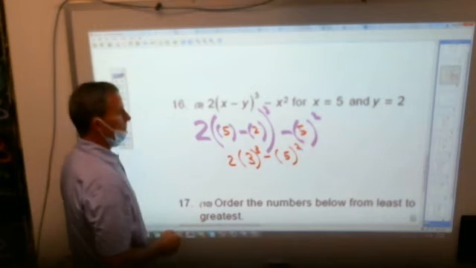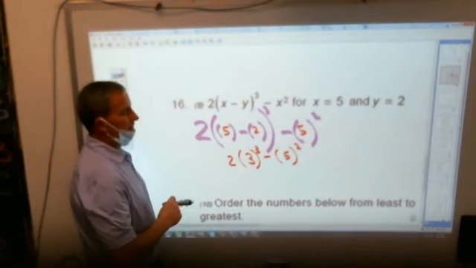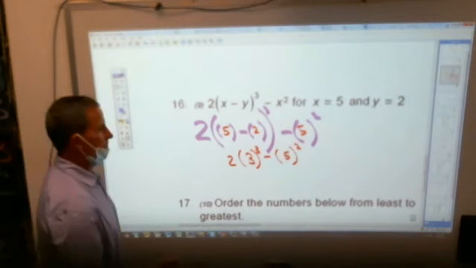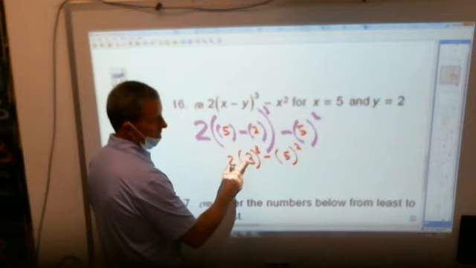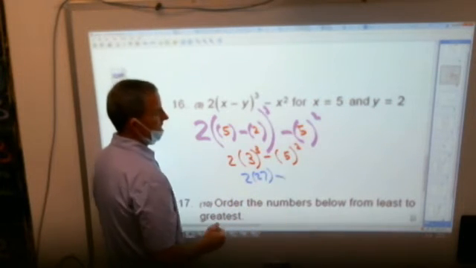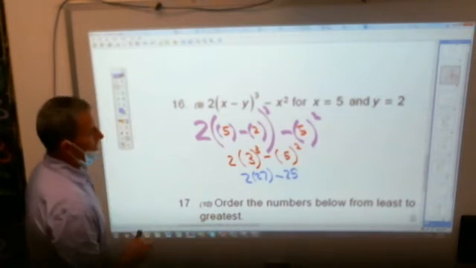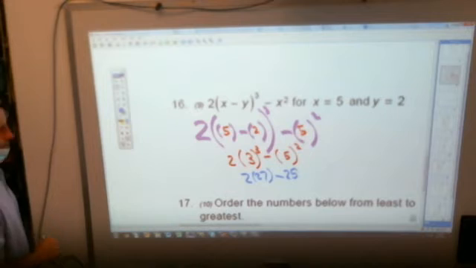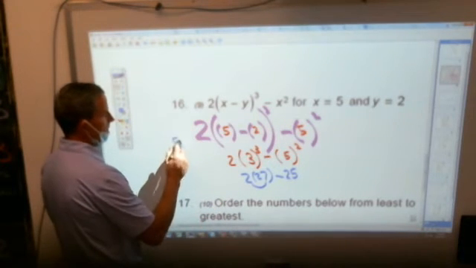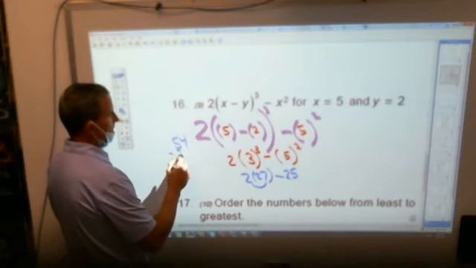Order of operations says I have to do what next? Well, I can't do anything more with the parentheses. Move to the next thing. Exponents. So what is 3 cubed? 27. All right, so now it's 2 times 27. What's 5 squared? 25. Next, order of operations says you have to do what? 27 times 2. Which is? 54. Right. And what is 54 minus 25?